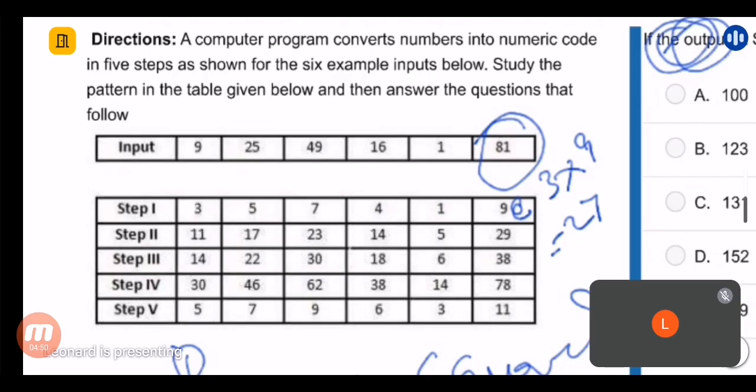Only 2 is missing. So we can say if I double step 3 and add 2: 14 times 2 is 28 plus 2, 30. 22 times 2 is 44 plus 2 is 46. You see, it's working. 38 times 2 is 76 plus 2 is 78, so it works.